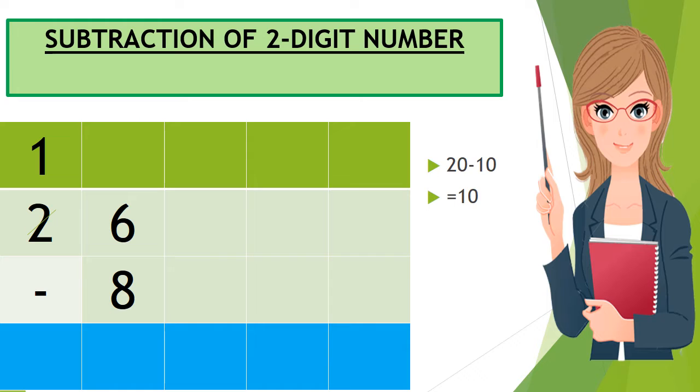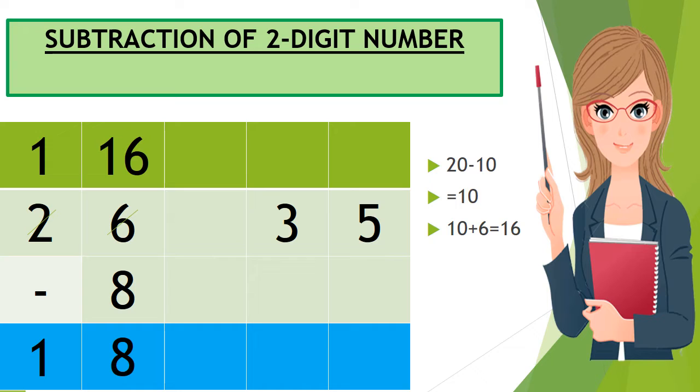So we cut 2, and in place of that we will write 1 at tens to show the 10. And when we add this 10 to 6 it will become 16. So we cut 6 also, and in place of 6 at ones we will write 16. Now we can subtract 8 from 16 and we get 8. 1 remains as it is at tens because there is nothing to subtract, so the answer is 18.